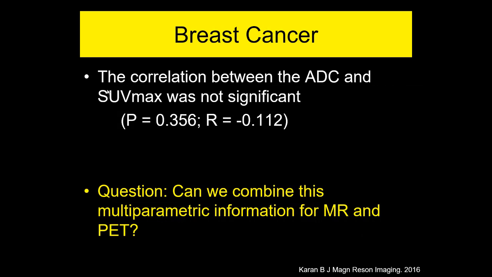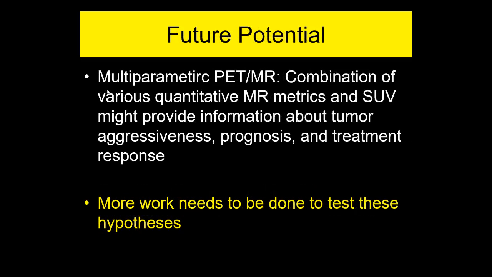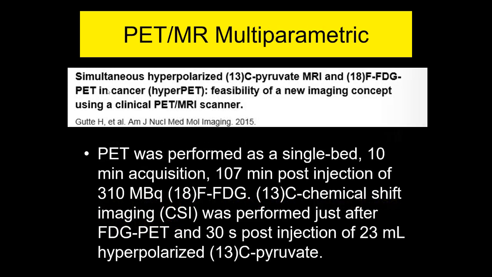And what we're seeing here is that MR and PET are providing different information, and this information may be in some way additive. So it may give you information that's different from what you get from a PET exam. The future potential really is to be able to combine some of these quantitative MR metrics with SUV to get more information, to test these hypotheses. Again, this is an animal study and it's really early work, but I'm just going to show you an example of what people are doing.